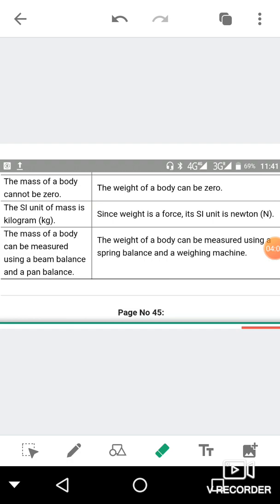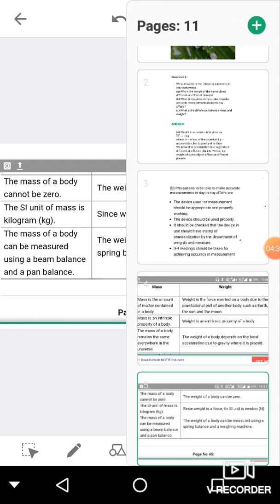Now since weight is a force, its SI unit is Newton. SI unit of force is Newton. Now mass of a body can be measured using a beam balance and a pan balance. If you have a beam balance and a pan balance, you can measure the mass of a body. The weight of a body can be measured using a spring balance and a weighing machine.